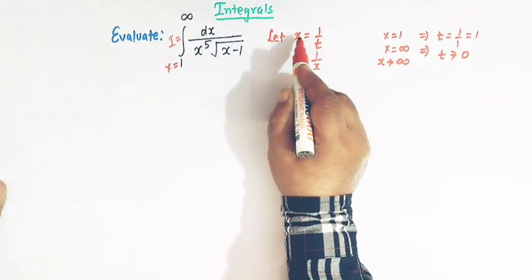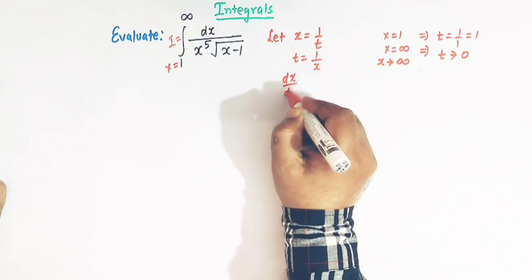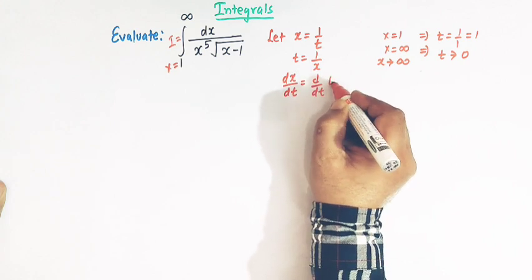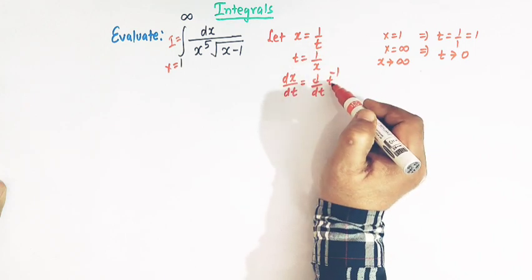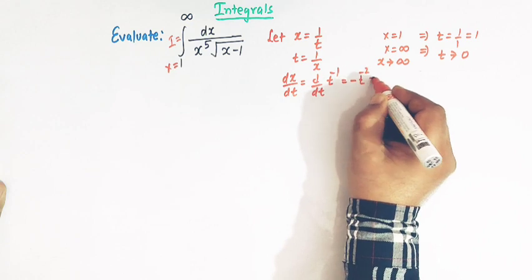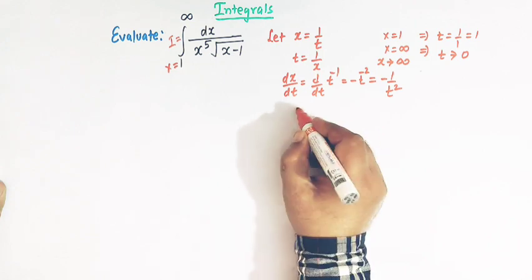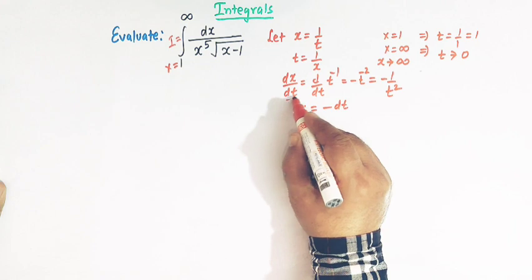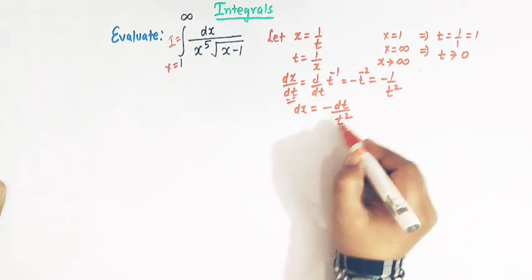Now x is equal to 1 over t. So the derivative of x with respect to t is d by dt of t raised to minus 1, because 1 over t can be written as t raised to minus 1. So this is minus t raised to minus 2, that is minus 1 over t square. So dx can be written as minus dt over t square.